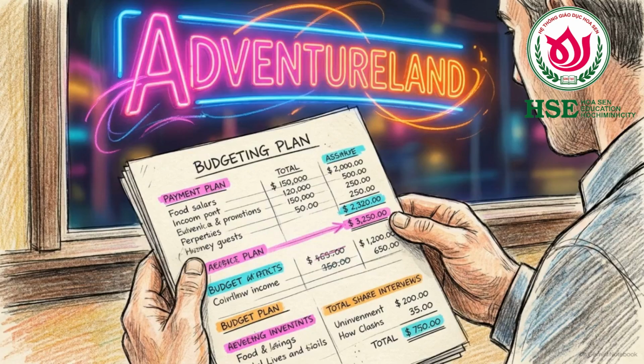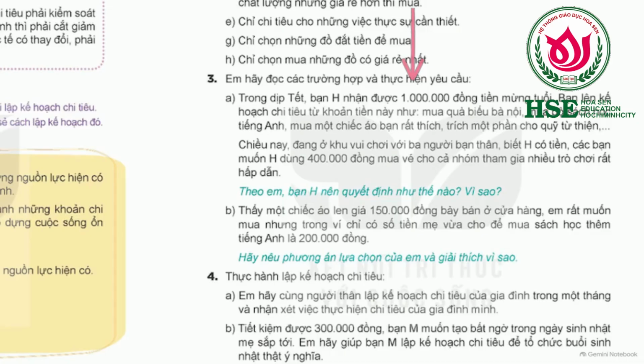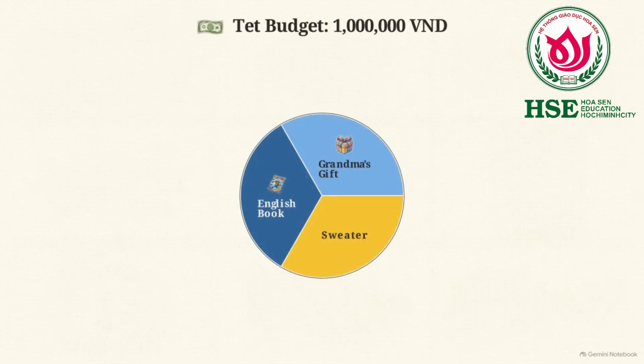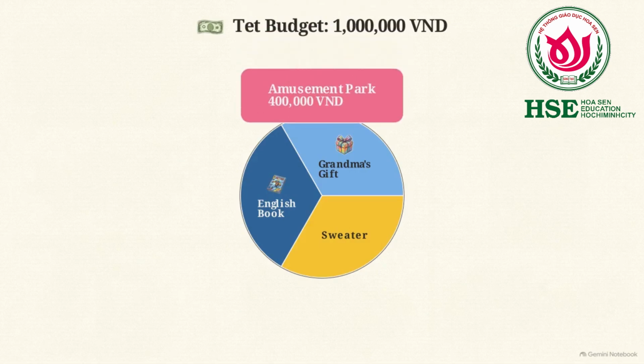Writing numbers on a piece of paper is simple. Steps 4 and 5, Thuk Yet and Kiem Cha, Deal Ching, happen when you encounter real-world temptations. Let's look at this case study scenario from the text. You receive 1 million dong for Tet. You create a plan, assigning that money to buy a gift for your grandmother, an English study book, and a specific sweater. Friends invite you to an amusement park for 400,000 dong. You have the cash, but does it fit your plan?